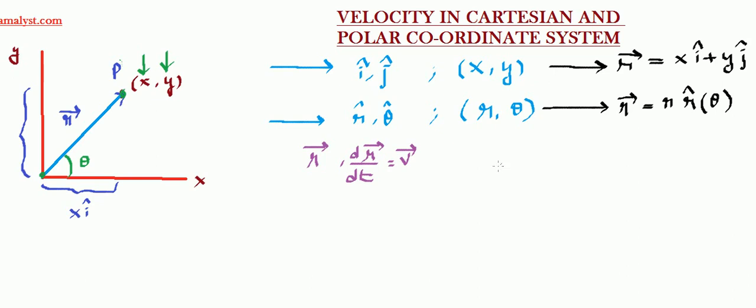Now let's try to do it. So velocity, we are doing it in Cartesian, is equal to the time derivative of r vector. Now what is r vector in Cartesian? You know that r vector in Cartesian is x i cap plus y j cap. You know these basis vectors i cap and j cap don't change with time. They are just there for reference.